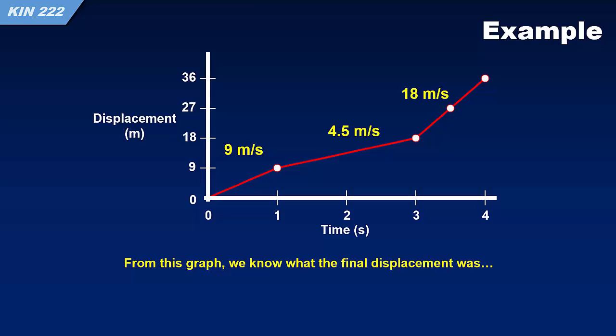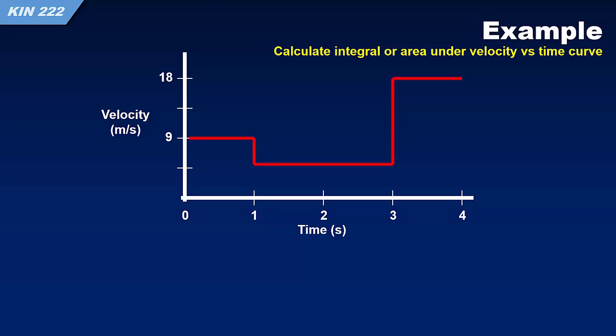And so from that velocity graph, we'd like to be able to calculate the displacement, but let's figure out what our answer should be so we can go back and compare it to make sure that we're getting the right answer. So from this graph, we can figure out what the final displacement should be. If we look at the final time point, the displacement is 36 meters. So if we take the information from the velocity graph, we should be able to calculate back a total displacement of 36 meters.